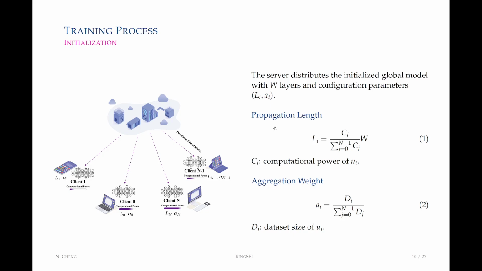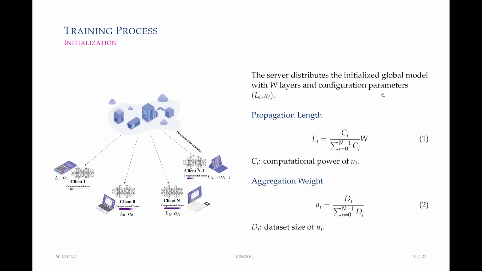We set the propagation length to be proportional to the computation power of each client, where W represents the number of layers in the model. If a client's computing power is weaker, its propagation length is correspondingly shorter, thereby reducing its computation load and avoiding delays in other clients' training efficiency. The specific derivation of the propagation length will be introduced in the following parts.